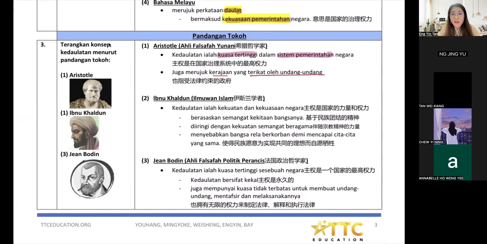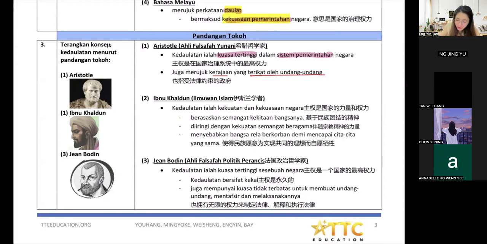Terikat oleh undang-undang, right? The government, yes, they have the power. I mean, the leaders, they have the power to rule the government. But at the end of the day, everyone needs to follow the law. Just like Malaysia lah. You see, our king is the leader, but he still needs to be a Raja berperlembagaan, based on the law. That's what they're trying to say.